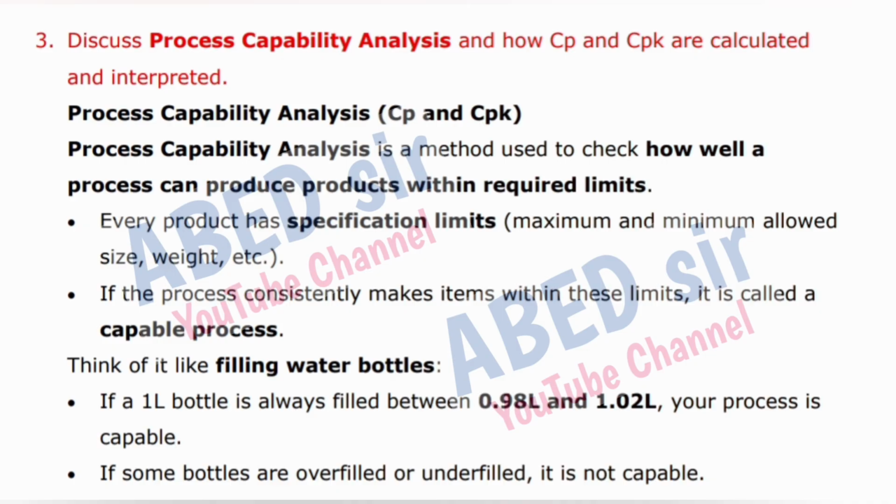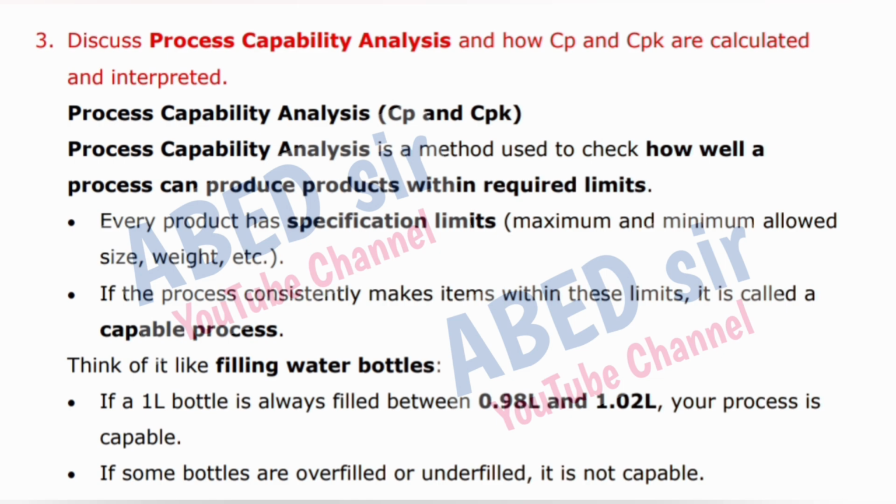Process capability analysis, CP and CPK. Process capability analysis is a method used to check how well a process can produce products within required limits. Every product has specification limits, maximum and minimum allowed size, weight, etc. If the process consistently makes items within these limits, it is called a capable process.